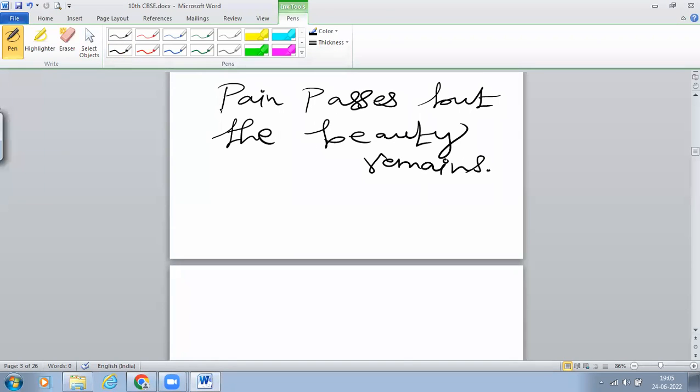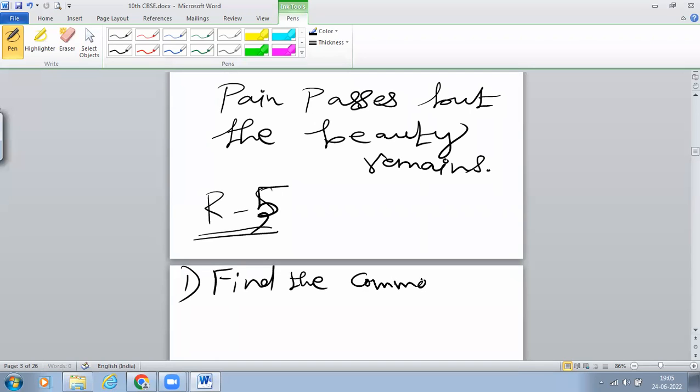Now the question is revision number 5. I'll teach you revision number 5. Revision 5, Question number 1. I'll write the question here. Find the common factors of the following. This is the question. And here 4 subdivisions are there, right?